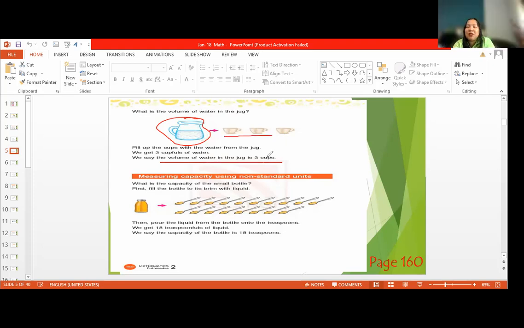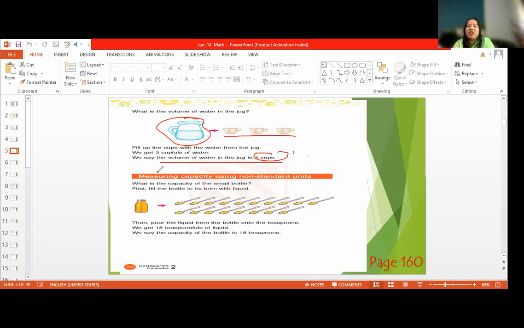You need to put cups, because if you do not put the unit, we don't know if it is tablespoon or teaspoon or cups. That's why you need to put 3 cups. Do you understand it now, class? So that's how easy it is to measure by using non-standard measuring tools.